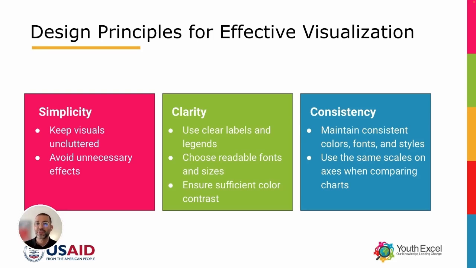After that, we have clarity. You have to use clear labels and legends. It has to be easier to understand. Use readable fonts and appropriate font sizes. Finally, ensure color contrast is sufficient for readability. And finally, consistency. It has to be homogeneous. Use consistent colors, fonts, and styles throughout your presentation. And finally, maintain the same scales on axes when comparing similar charts. It doesn't have to be misleading.